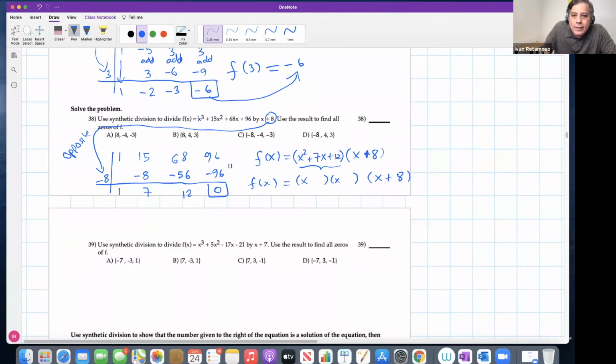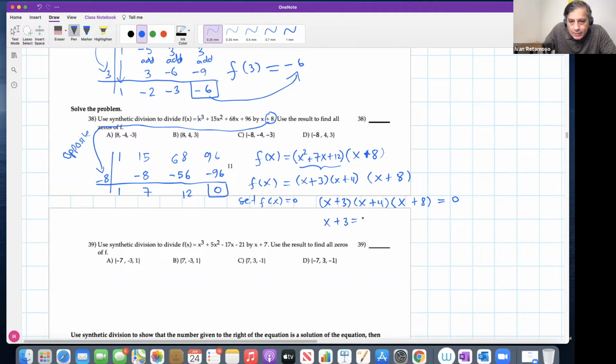Two numbers whose product is 12 and whose sum is 7 are 4 and 3. Both positive. So I got my full factorization, right? From there, if you set f of x equal to 0, clearly you can get all your zeros, which are going to be the opposites of the numbers that appear in the factorization.